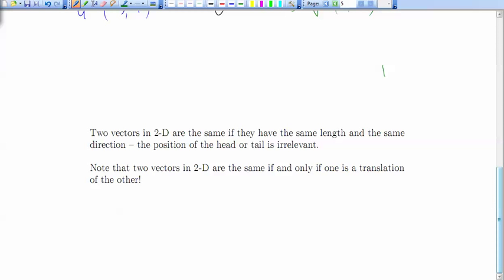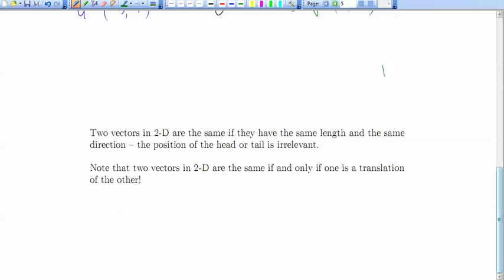Okay. Now, just to reiterate these key ideas here, notice that two vectors in 2D are going to be the same if they have the same length and the same direction, and that's true for any vectors at all. So the position of the head or tail is kind of irrelevant provided their length and direction is the same. And notice that two vectors can only be the same if one is a translation of the other. That is, if we drew one on a piece of clear plastic, and we shifted it around, up, down, left, right, we could put it right on top of the other.